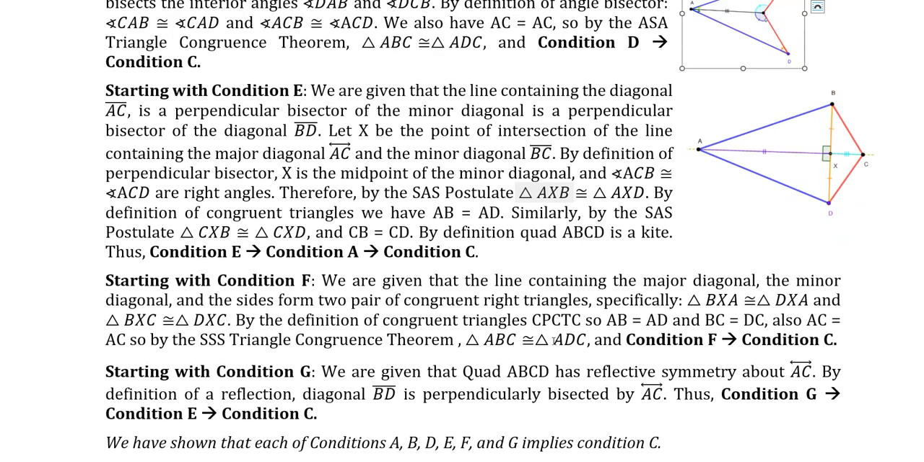What if we start with condition F? We're given a line containing the major diagonal and the minor diagonal forms two pairs of congruent right triangles. Well, that's basically where we were. If we know that these two are congruent right triangles, that gets these two congruent, and these two are congruent to each other. Triangle BXC is congruent to triangle DXC. Again, that makes these two sides here congruent, and we're back to A again, which is enough to get C.